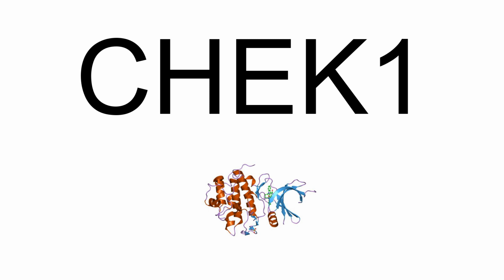Checkpoint kinase 1, commonly referred to as CHK1, is a serine/threonine-specific protein kinase that, in humans, is encoded by the Chek1 gene. CHK1 coordinates the DNA damage response, DDR, and cell cycle checkpoint response. Activation of CHK1 results in the initiation of cell cycle checkpoints, cell cycle arrest, DNA repair, and cell death to prevent damaged cells from progressing through the cell cycle.